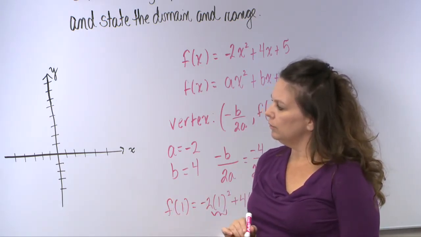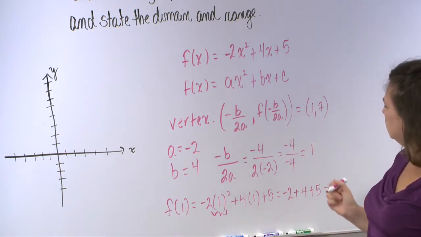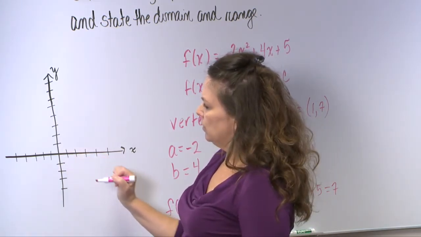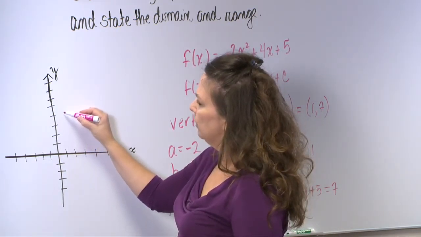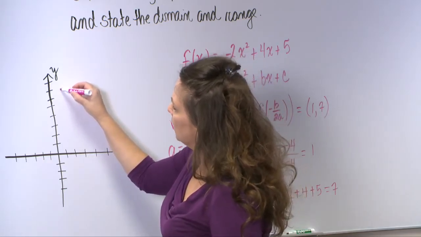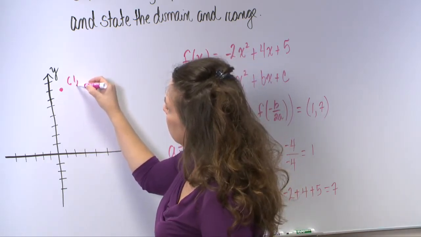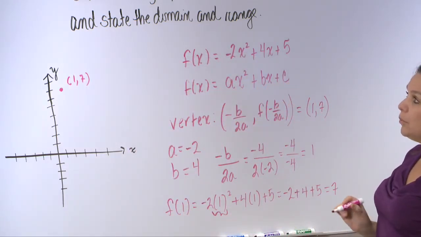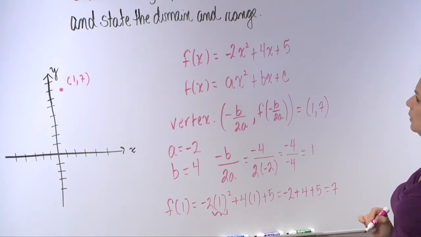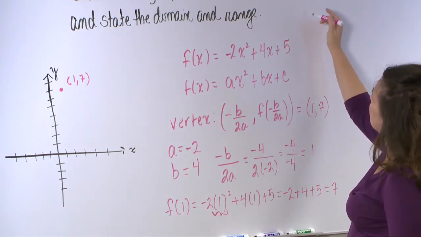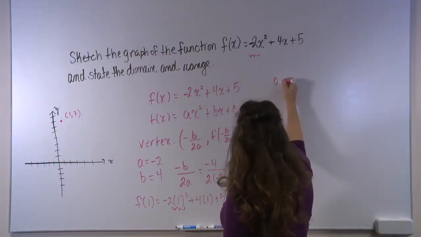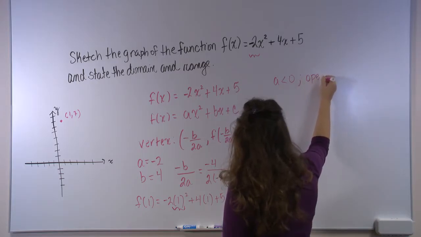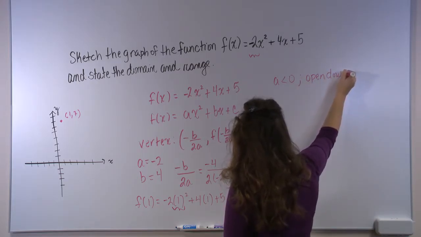So I'll come over here to the graph and plot the ordered pair (1, 7) for the vertex. So 1 to the right and up, 1, 2, 3, 4, 5, 6, and 7. And here is the vertex of the graph. Now, I'm going to sketch the graph. So another feature I'd like to notice is this is our a. So we have a is less than 0. So our parabola will open downward.